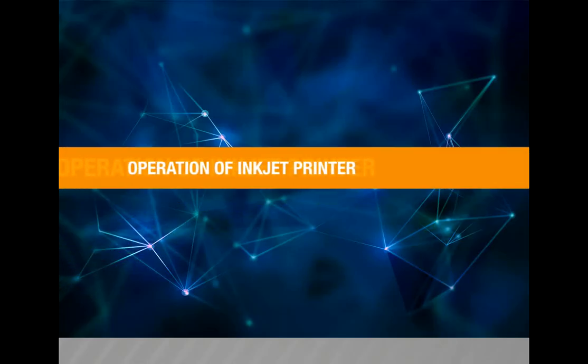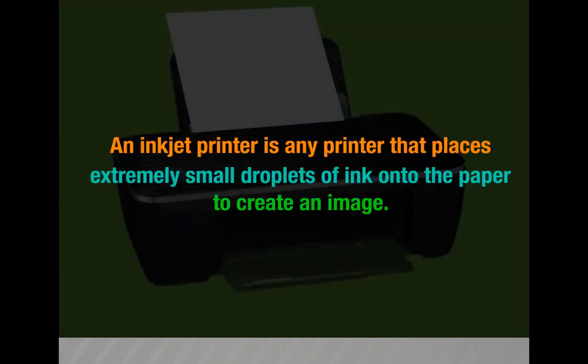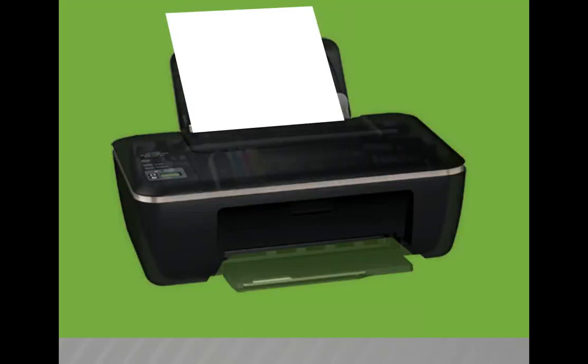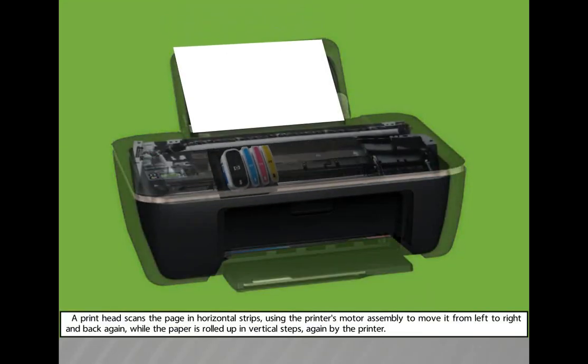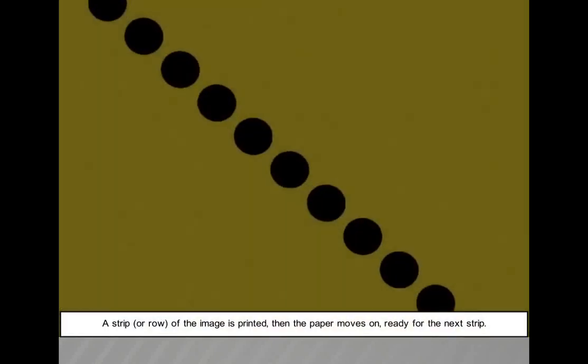Operation of inkjet printer. In this video, we are going to learn about operation of inkjet printer. An inkjet printer is any printer that places extremely small droplets of ink onto the paper to create an image. A print head scans the page in horizontal strips using the printer's motor assembly to move it from left to right and back again, while the paper is rolled up in vertical steps again by the printer. A strip or row of the image is printed, then the paper moves on, ready for the next strip.